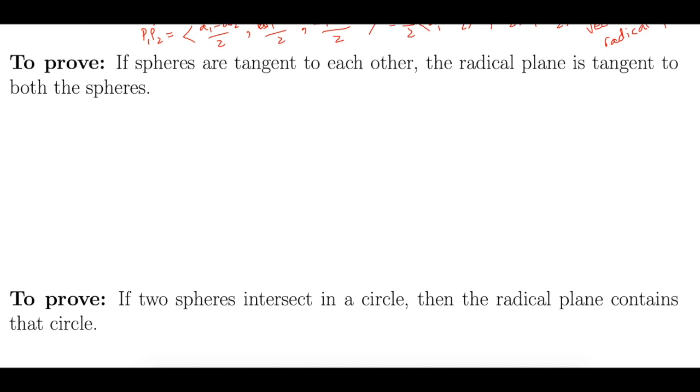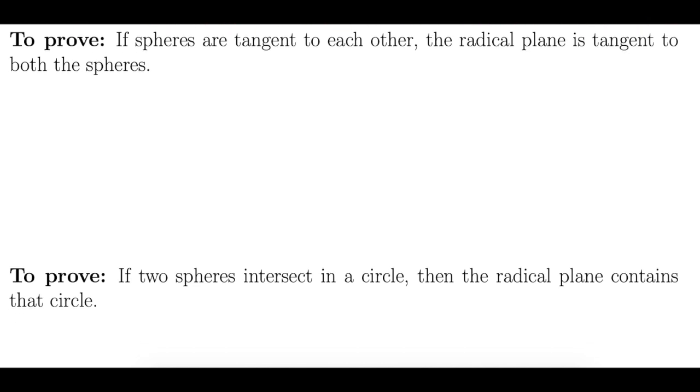Now we have to prove that if the spheres are tangent to each other, the radical plane is also tangent to both the spheres. What does it mean that spheres are tangent to each other? It means that they touch only at one point. This is the situation. In order to prove that the radical plane is tangent to both of them, we have to prove two things. We have to prove that the radical plane is normal to both radii.